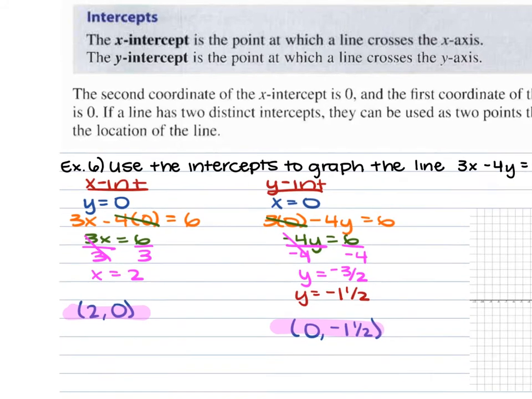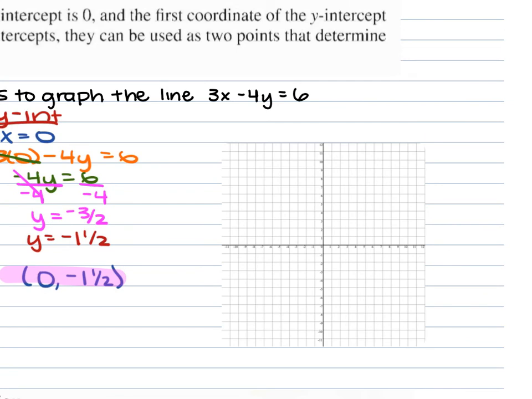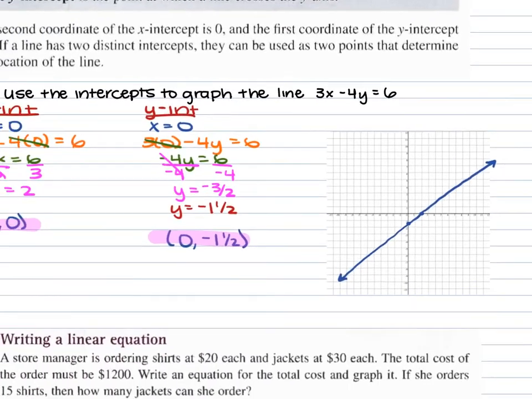To plot these points, that (2, 0) is going to be here, and that (0, negative 1 and 1/2) is going to be here. So to plot this or draw this line, we're just going to draw our line through these points, putting arrows at the top and bottom of that line, and then you're done.